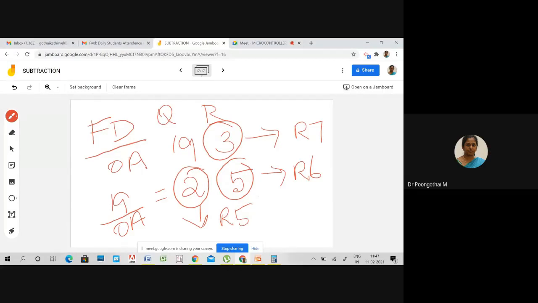So this is the procedure. To convert it to a decimal number, the method is to divide the number by 10. That is, 10 is nothing but your hexadecimal value 0A, until the quotient is less than 0A.